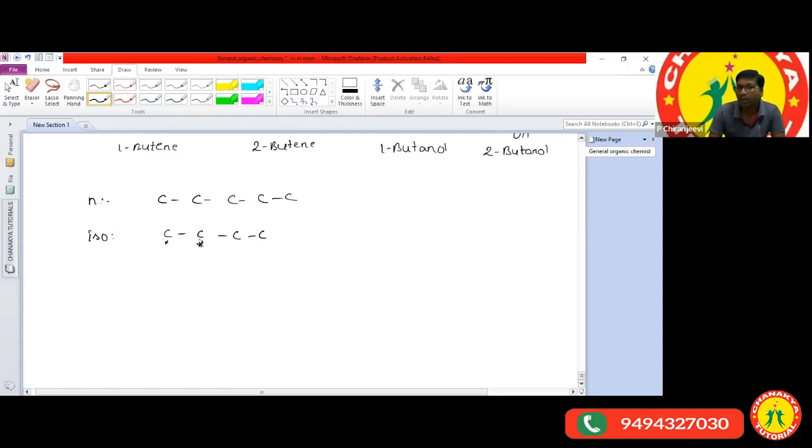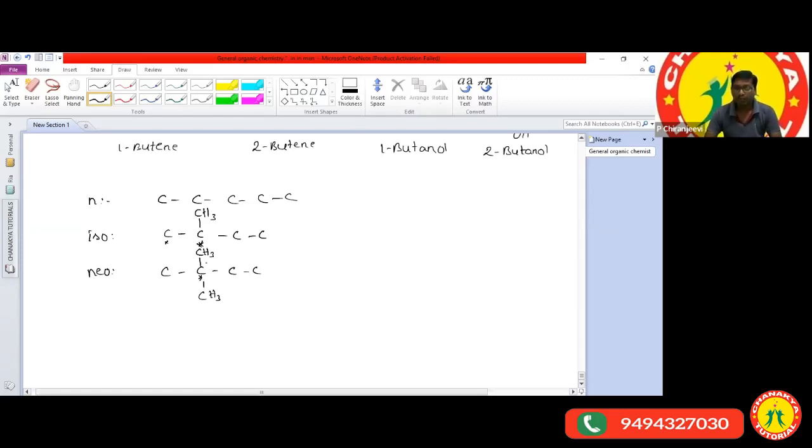Okay, so last but one carbon atom. If the last but one carbon atom is attached with only one methyl group, it is called iso. And here, neo. What is meant by neo? Neo is nothing but the last but one carbon atom is attached with two methyl groups. So the last but one carbon atom is this one only, no? This one is attached with two methyl groups, so we can call it neo.